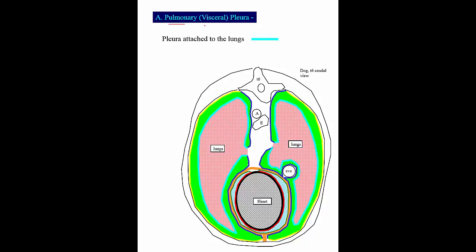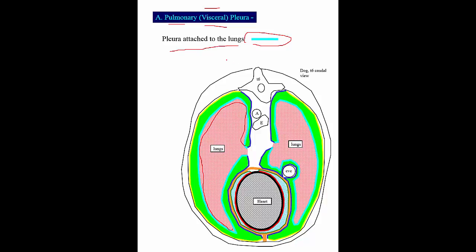So pulmonary or visceral pleura is that pleura attached to the lung, and that would be the light blue pleura. So this would be this light blue line here that I'm running next to. This would be an example of pulmonary or visceral pleura. So when you hear the term visceral, you should start to recognize that that means it's basically something associated with an organ. So pulmonary pleura lines the surface of the lungs.